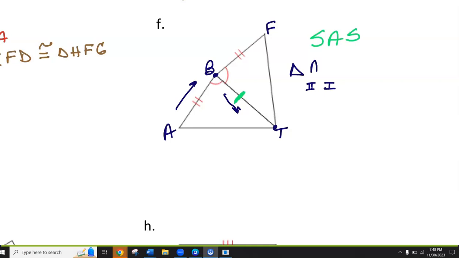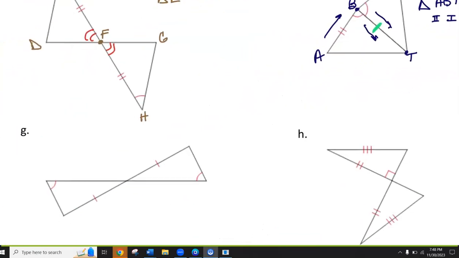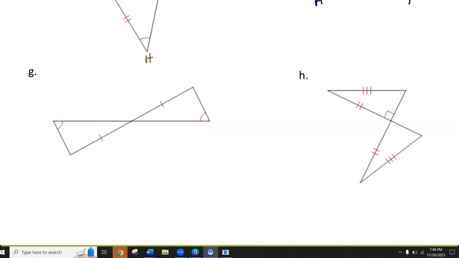So I have triangle ABT is congruent to triangle. Go down the double. So that's FB and then down the single. FBT. Triangle FBT. I went double to single. Okay? So I know my congruency statement is correct. Okay, we have two more to do.